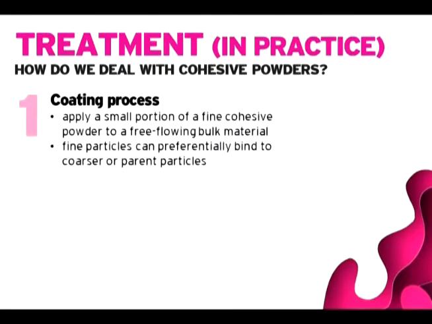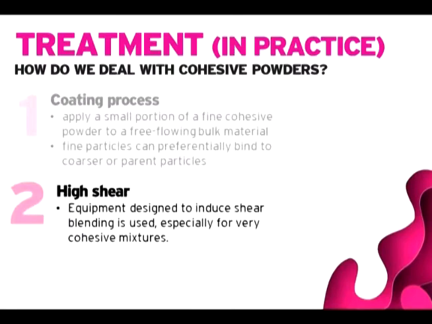To deal with some cohesive powders, mixers with impaction mechanisms, which rely on a bulk circulation of powders, can be used to apply a small portion of a fine cohesive powder to a free-flowing bulk material. This is called the coating process, where fine particles can preferentially bind to coarser or parent particles, resulting in a high-quality mixture. Or, as mentioned, a mixer capable of imparting shear is required to break down the cohesive bonds between particles and thoroughly mix them into a blend.